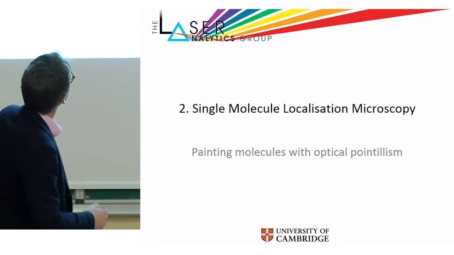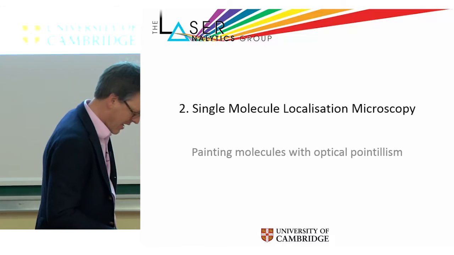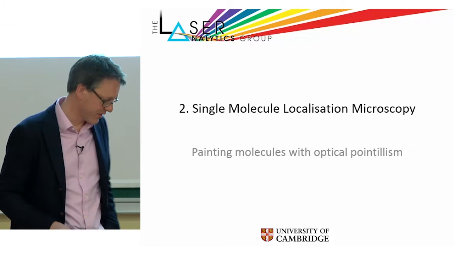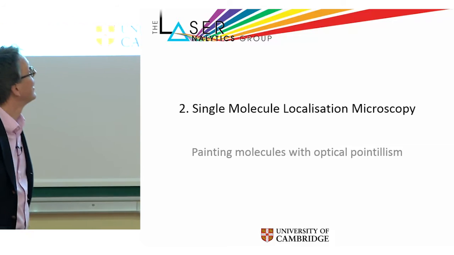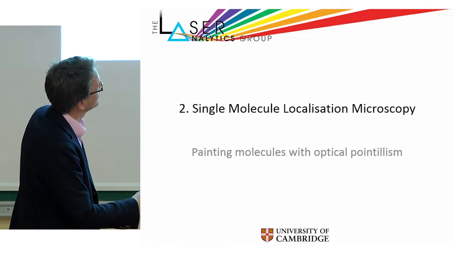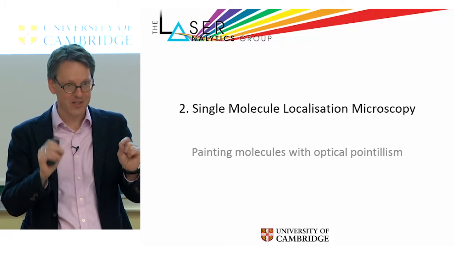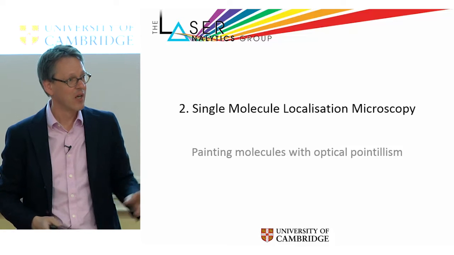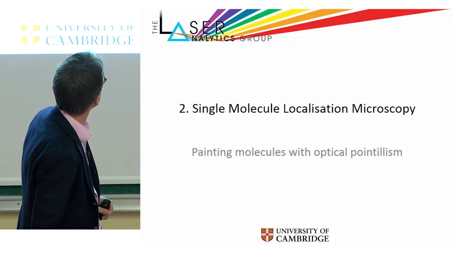The first technique is very simple to comprehend. It's called single molecule localization microscopy. And in 2014, this technique won Bill Moerner from Stanford and Eric Betzig from Janelia Farm the Nobel Prize in Chemistry. You could say it is painting molecules with optical pointillism. Pointillism is the style of painting where you make little dots, right? When you go very close to a picture, you see nothing, but when you step back, you see the picture emerge, and you will see why this is appropriate to describe the principle of this technique.